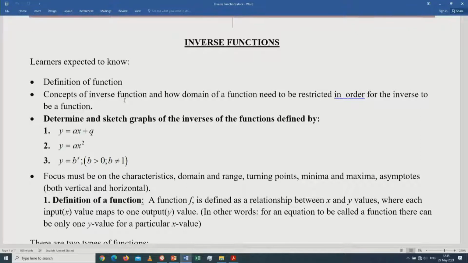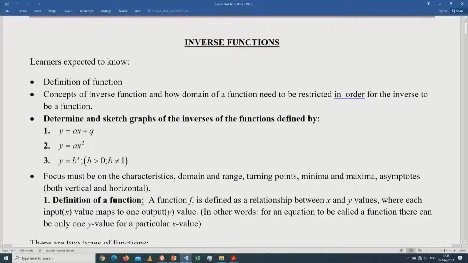Understand the concept of inverse function, and understand how the domain of a function needs to be restricted in order for the inverse to be a function. Know what a function is, know how to restrict the domain of a function so that the inverse could also be a function, because not every inverse is a function.